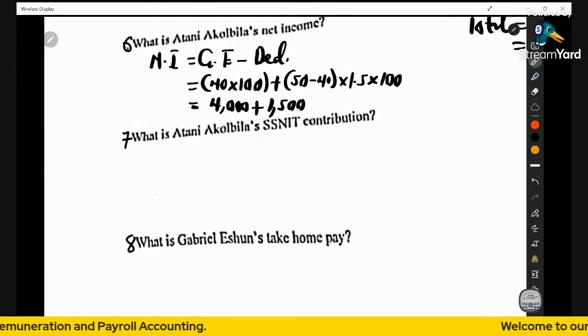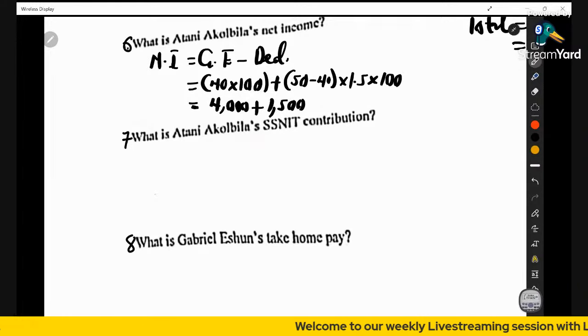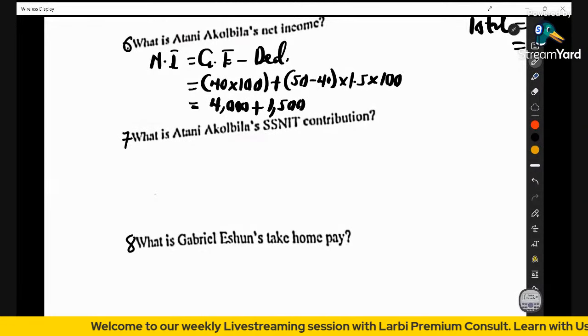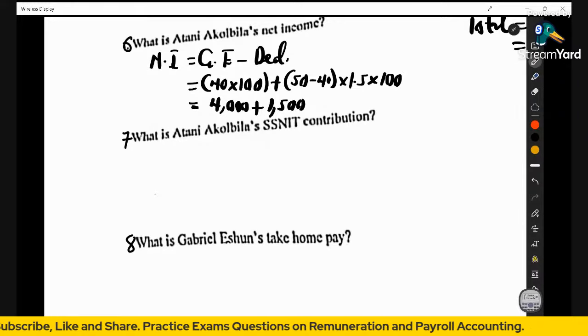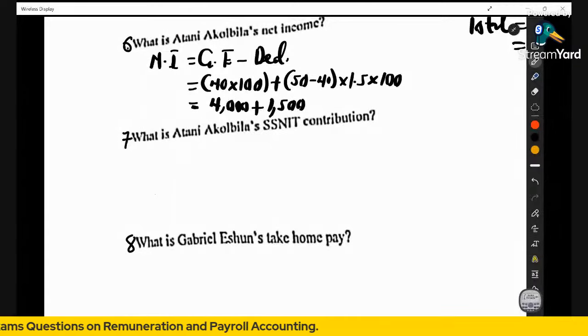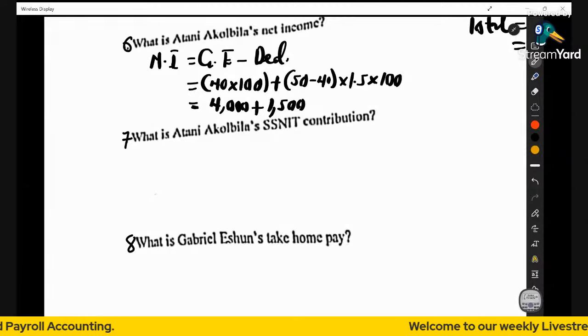So what are some of the deductions we're going to take into account? The deduction part is going to be that of his SSF, right? And that of the tax that he is going to pay, and as well, if there's any other. So in this case, this is what we're going to do. We are going to calculate his SSF as the first part of the deduction in that particular case.